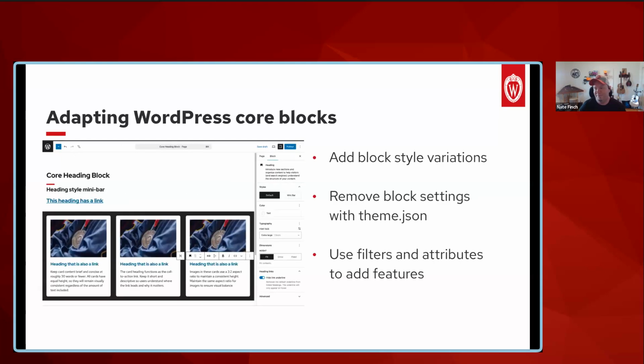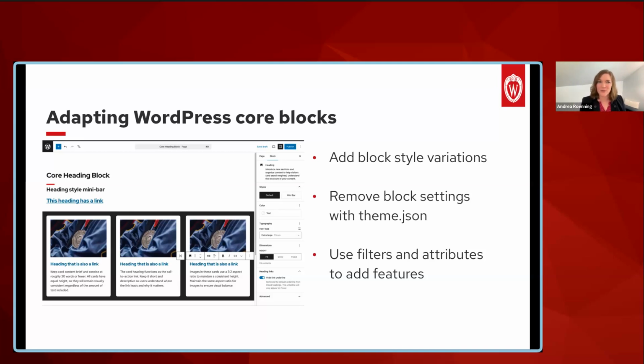The photo shows a template web page. We learned pretty early that you may not need a custom block for your theme, and there's a lot you can do to adapt WordPress core blocks. For example, we wanted a block style variation to add that red mini bar above the heading block.